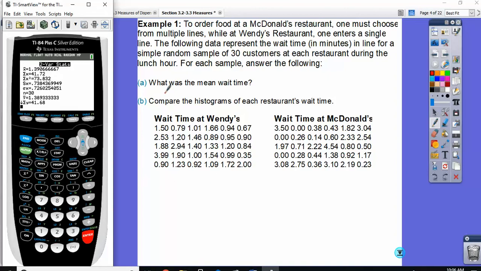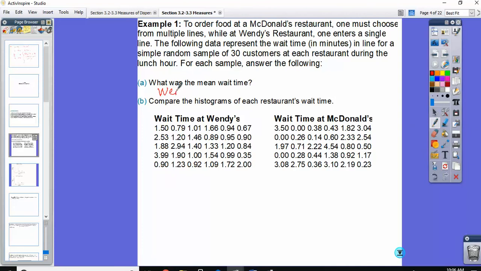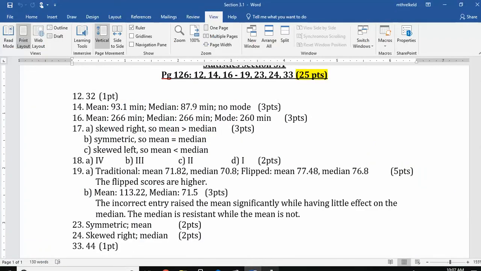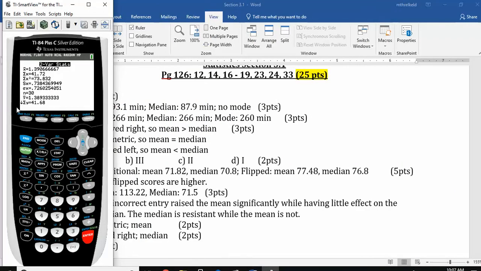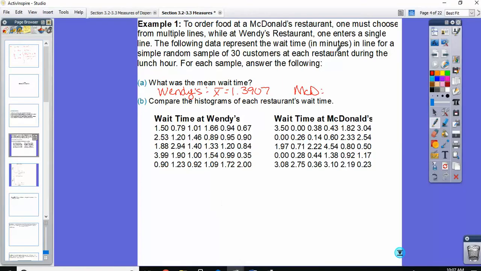Okay, so the mean wait time at Wendy's is 1.3907. McDonald's, if you look down, that's the Y bar, so that was 1.3893.